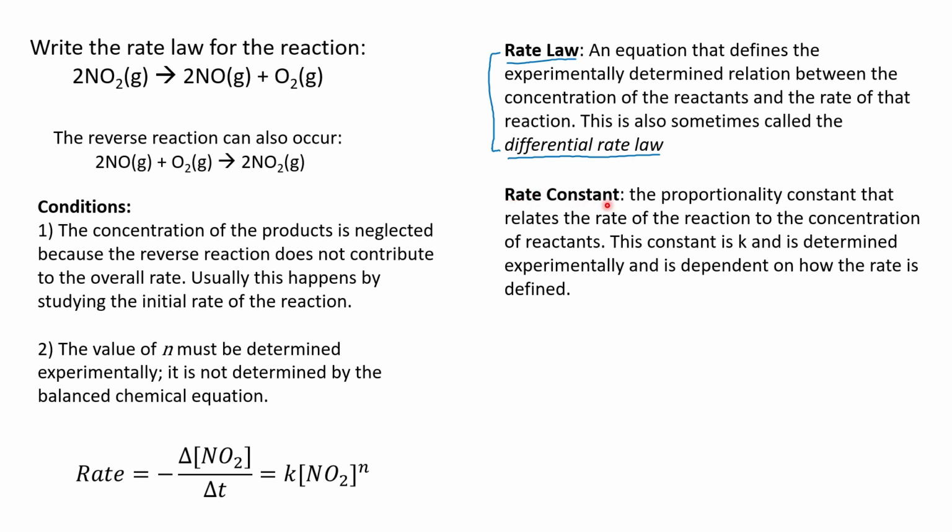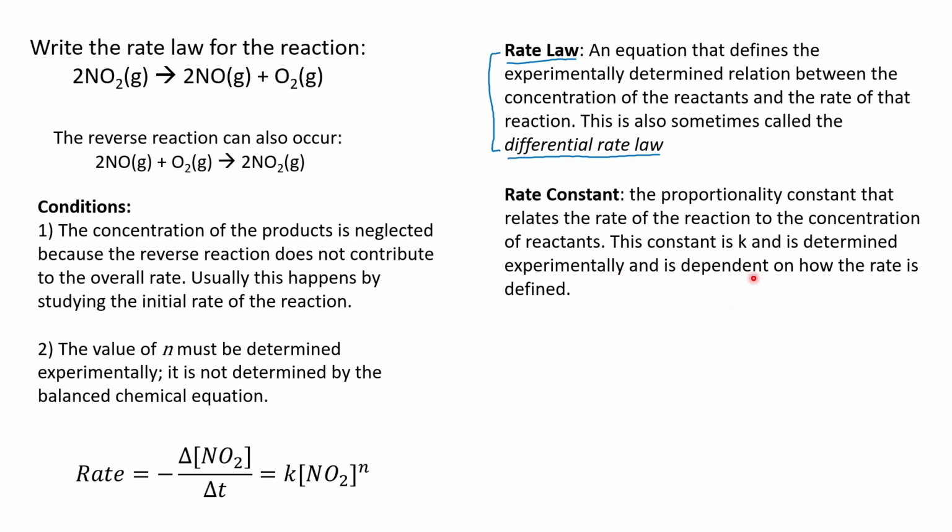Now let's talk about our rate constant. This is a proportionality constant, and it relates the rate of the reaction to the concentration of the reactants. This is why we can put an equals here when we're saying rate equals this expression right here. So our rate constant we call K. Again, it is also determined experimentally. You cannot get this from the balanced chemical equation.